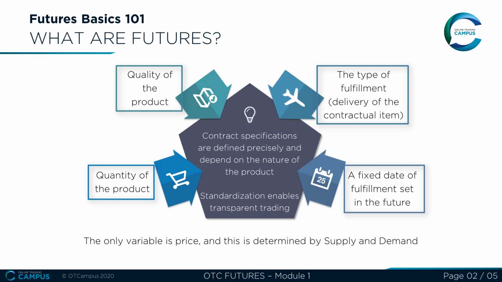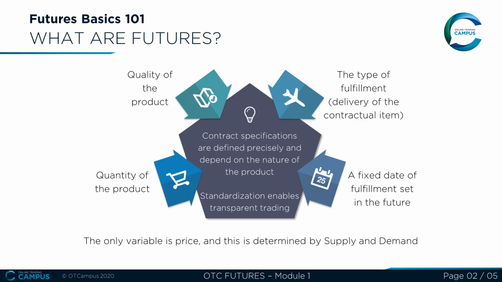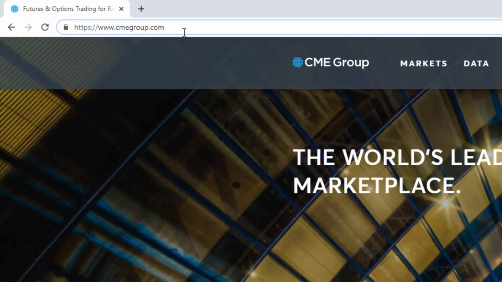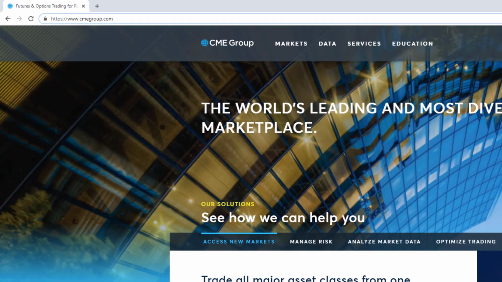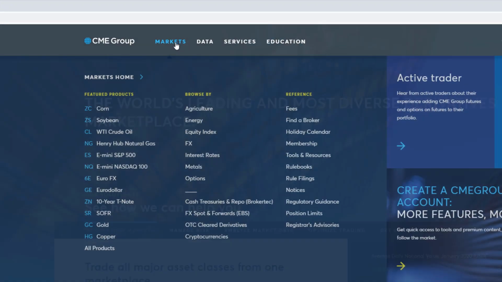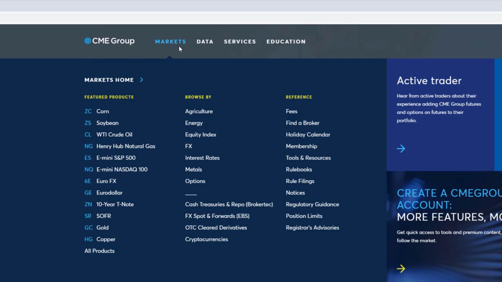If you would like to see a specification page for the corn futures contract traded at the Chicago Mercantile Exchange, you go here. So the website you go to is cmegroup.com. This is the biggest futures exchange in the world, which we will talk about in a minute. Here you find most of the markets that we will trade. Then you click Markets and select the market you want to look at.